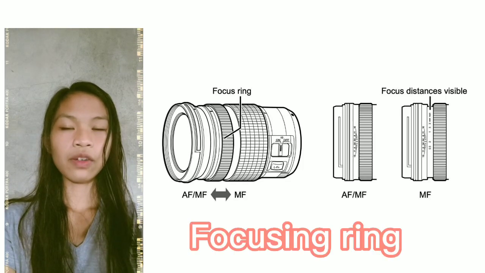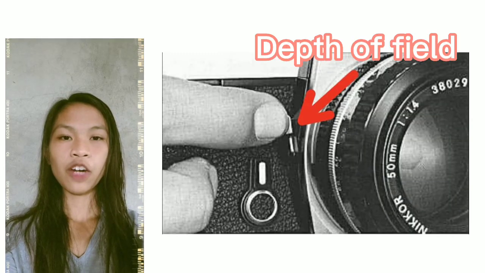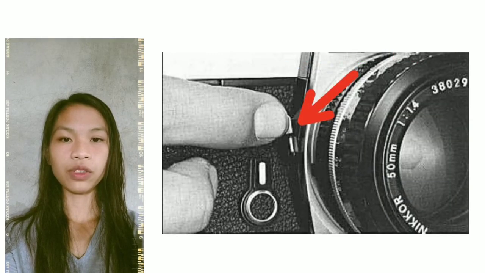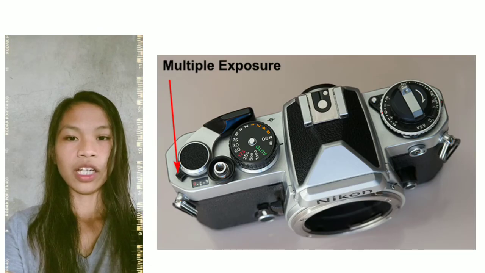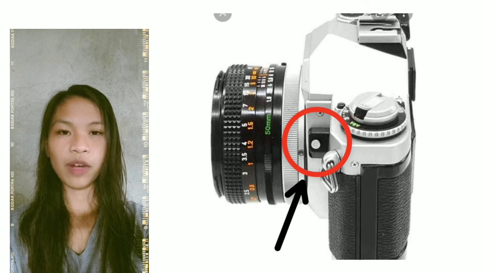Focusing ring. The focusing ring is a section of the lens that rotates to allow the photographer to focus the image. Depth of field preview lever shows how much of your image is in focus. Multiple exposure lever, for taking multiple exposures precisely on the same frame. And lastly, the exposure measurement button. It measures the intensity of light and indicates proper exposure.